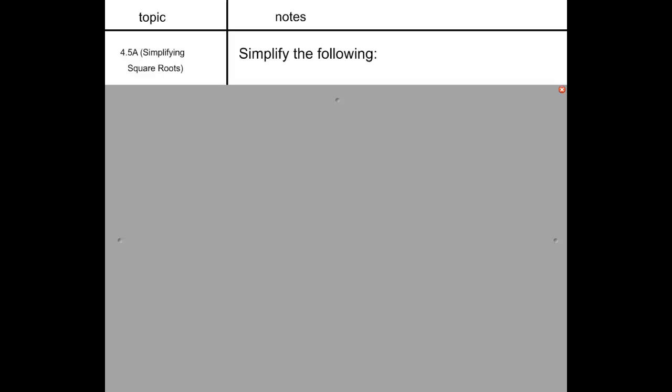Alright, in this video we're going to talk about simplifying square roots. It's a lead into section 4.5 from Algebra 2. So let's talk about simplifying square roots.